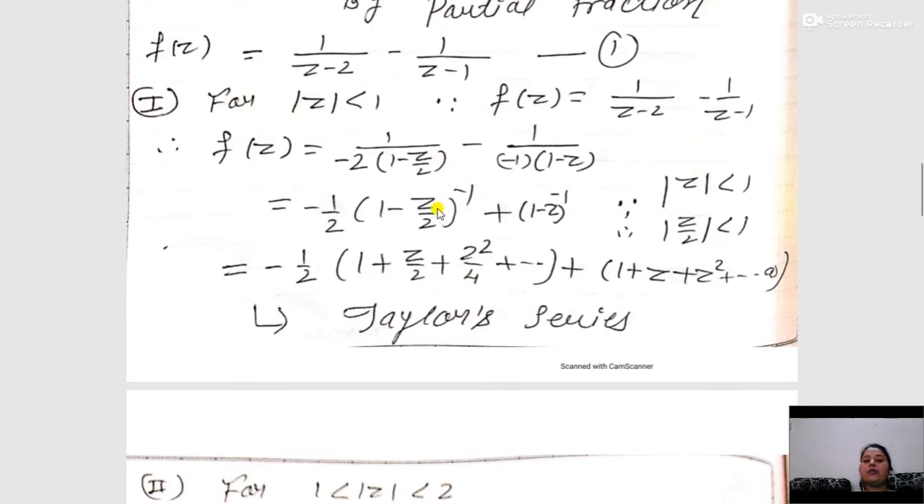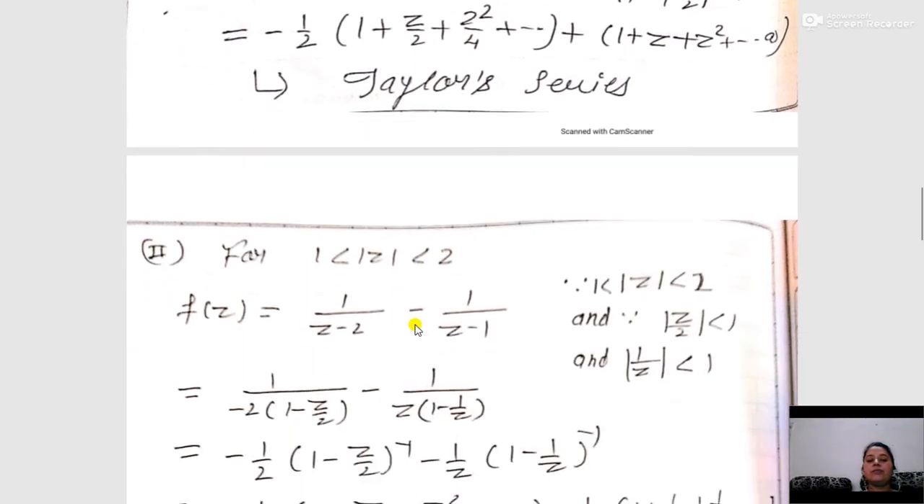So now we can use the binomial theorem in both the terms. So using the binomial theorem, the expansion will be -1/2 (1 + z/2 + z^2/4 and so on). And here it is 1 + z + z^2 and so on up to infinity. So as we can see, there are no negative powers of z. Therefore the series is a Taylor series, since a Laurent series has some negative powers also.